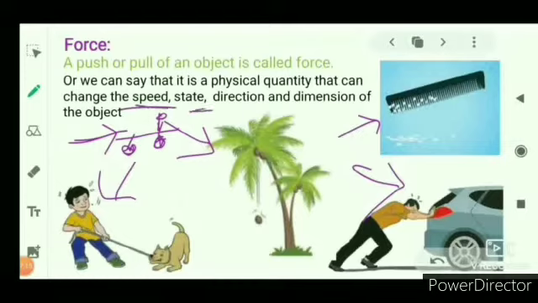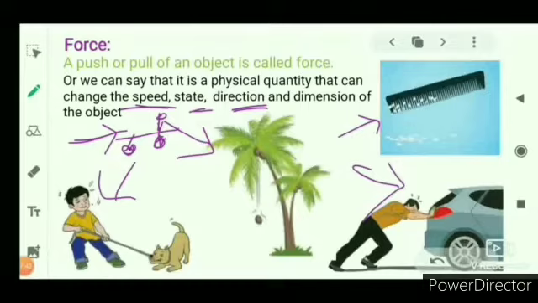It can change the state of the object. If something was initially at rest, then by applying a force on it, we can change the position, we can change the state of the object. How can we change the direction of the object? If you are playing cricket, it is your favorite, I know. It's mostly cricket that is a favorite.